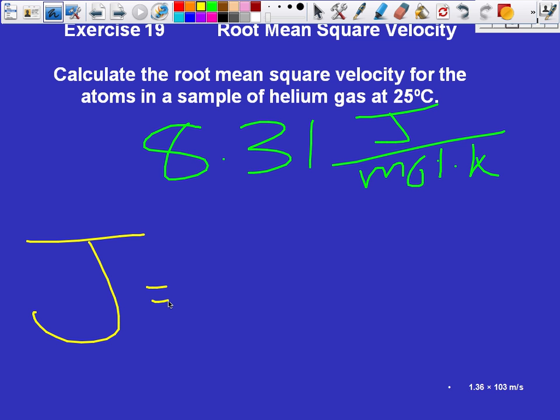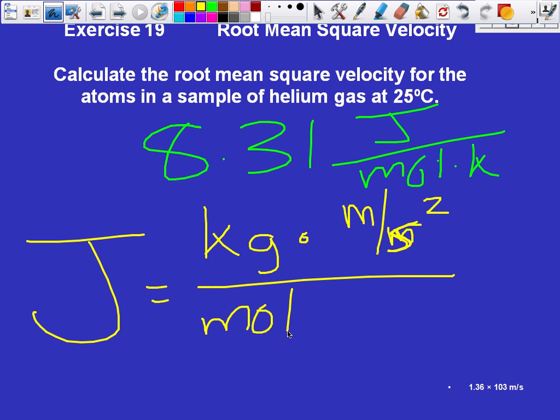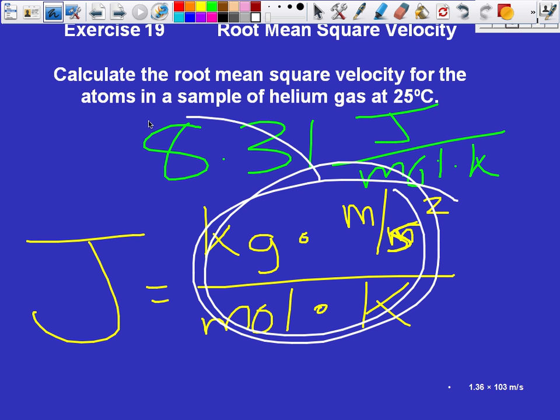So the unit of joules broken down is this. The mass times the velocity of 1 mole of a substance for every 1 degree Kelvin. So joule, in its written out derived unit, is kilograms times meters per second squared divided by mole times Kelvin. Again, this whole thing is represented by the letter J. This is a new topic. This is something that's brand new.